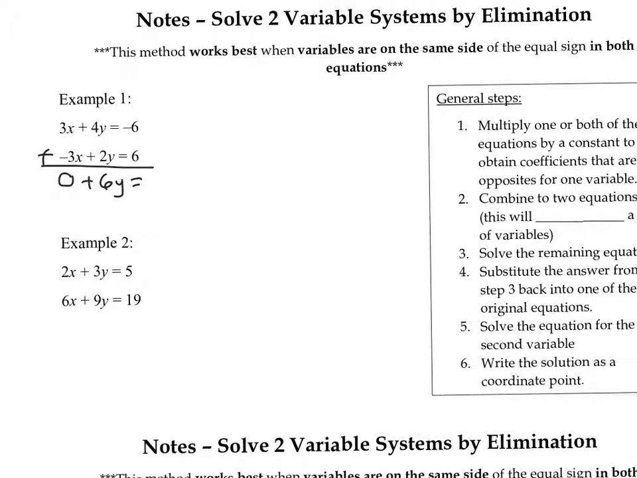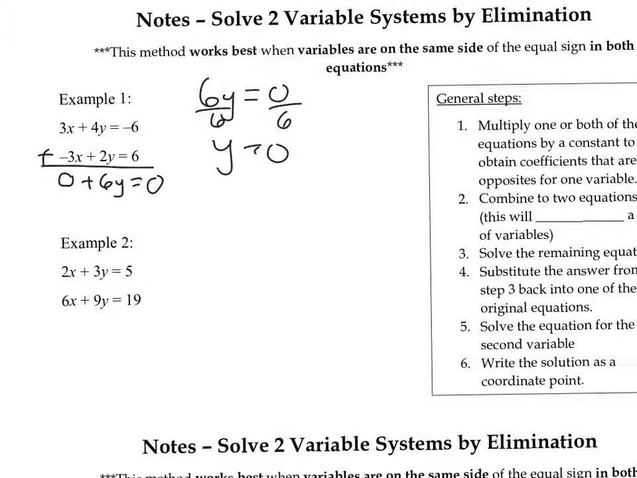Now let's take a look at example 1. If we do example 1, we do negative 6 plus a positive 6. That's going to give us 0. If you'll notice, we've eliminated the x value here, and now we just have to solve for y. If I have 6y equals 0, the only thing left to do is to divide. If I divide by 6 on both sides, 0 divided by 6 is 0, so y equals 0. Now, that's a piece of my answer.